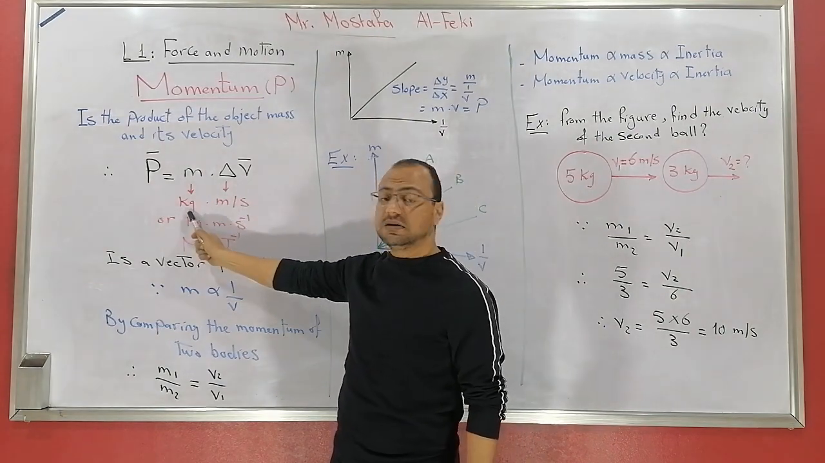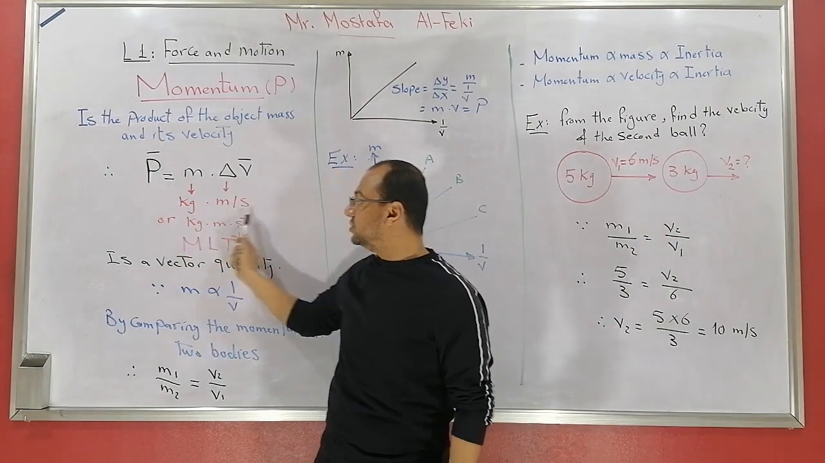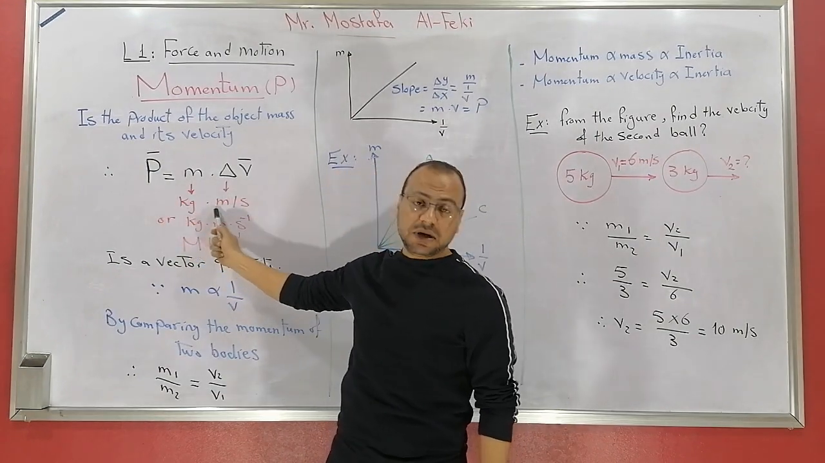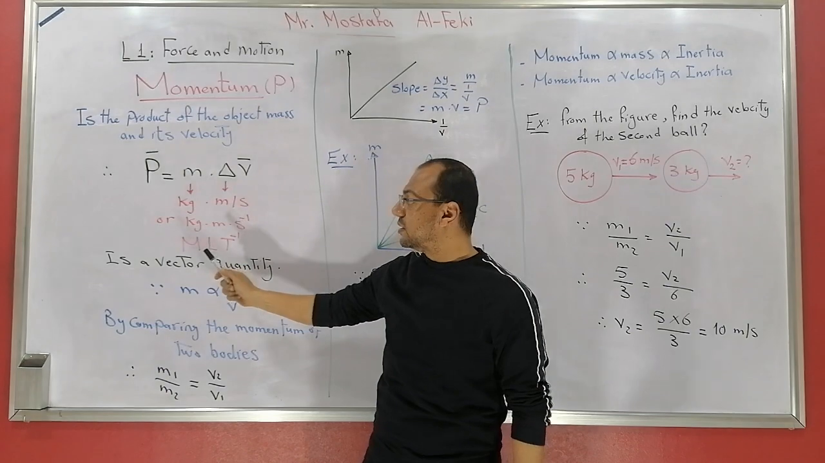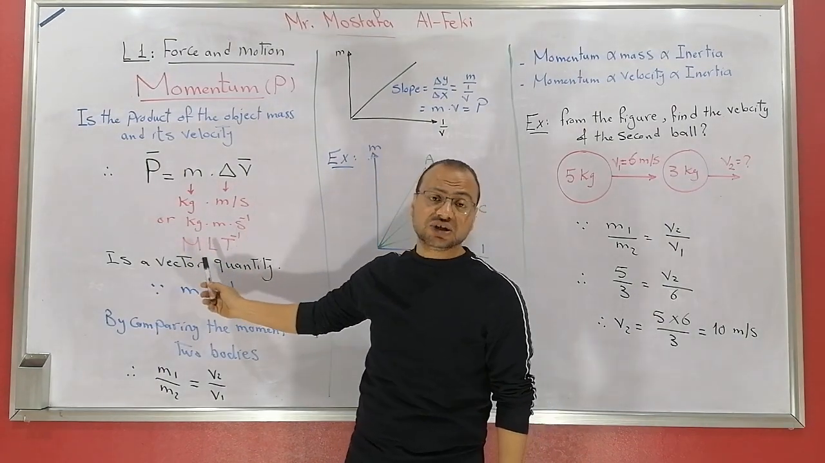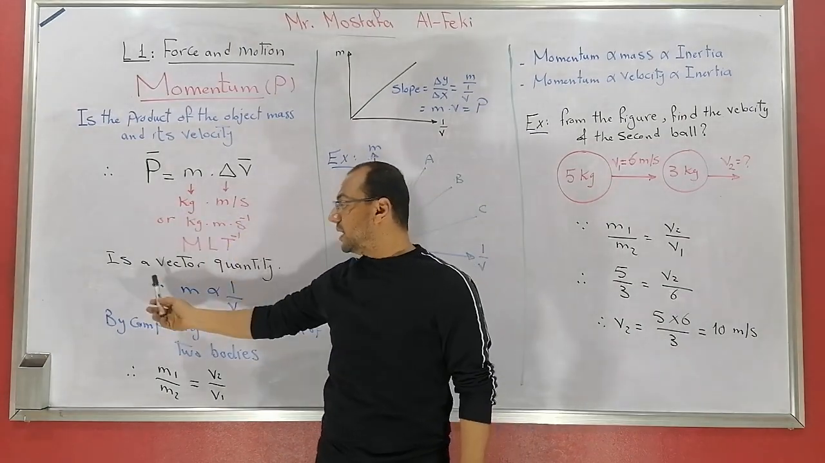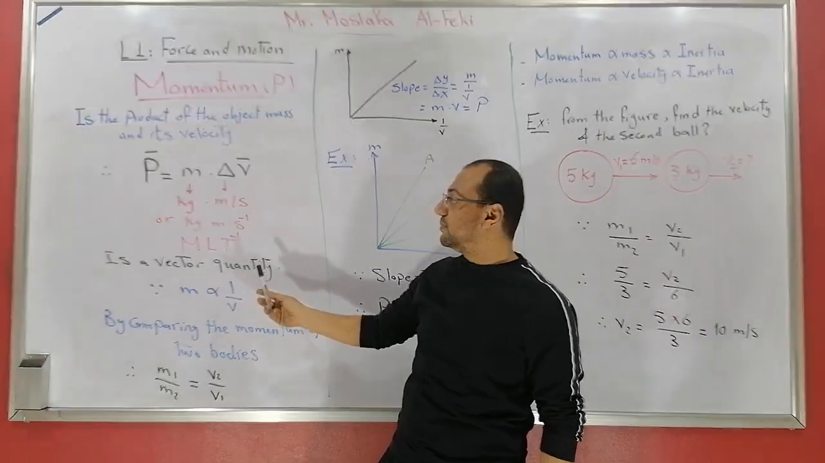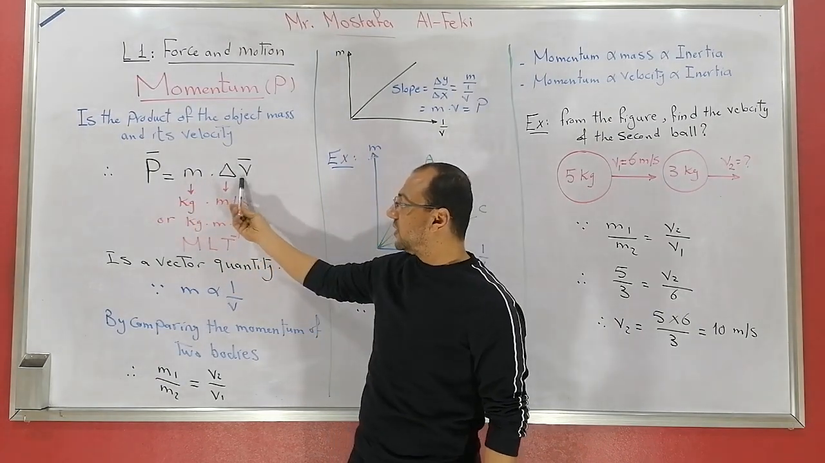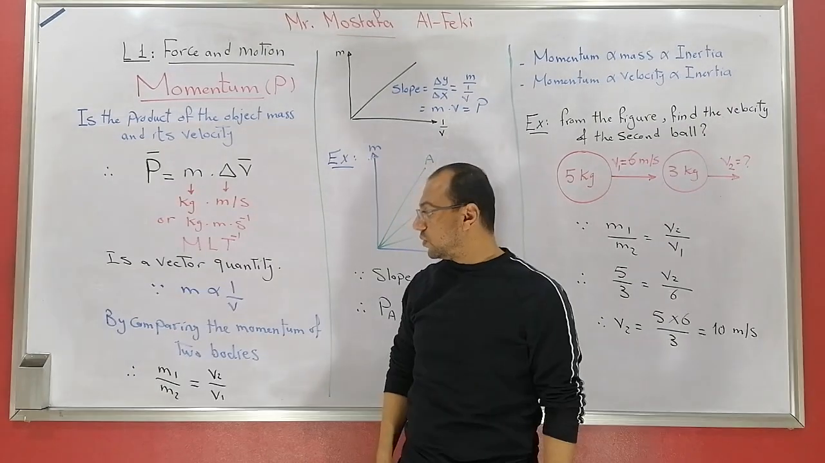Mass is measured by kilogram, velocity is measured by meter per second. Then the unit of measuring momentum is kilogram meter per second, or by another way, kilogram meter second negative 1. Then the dimensional formula is MLT negative 1. Momentum is a vector quantity, as it is the product of a scalar quantity and a vector quantity. Scalar times vector equals vector quantity.